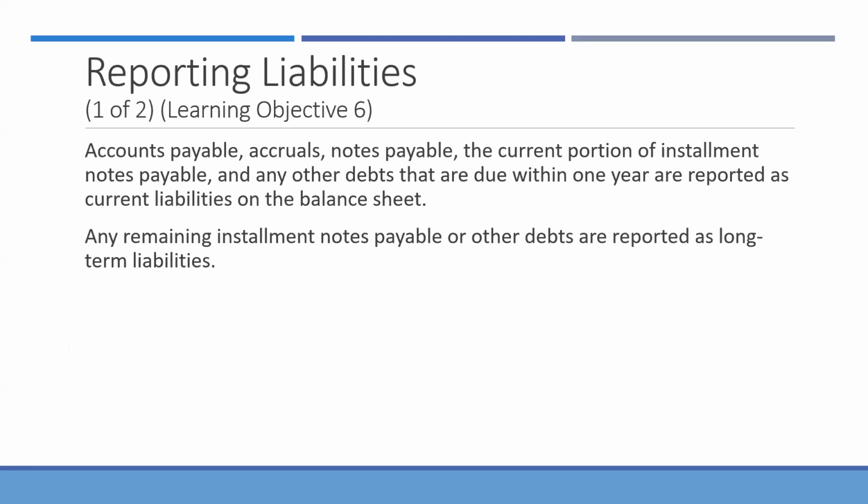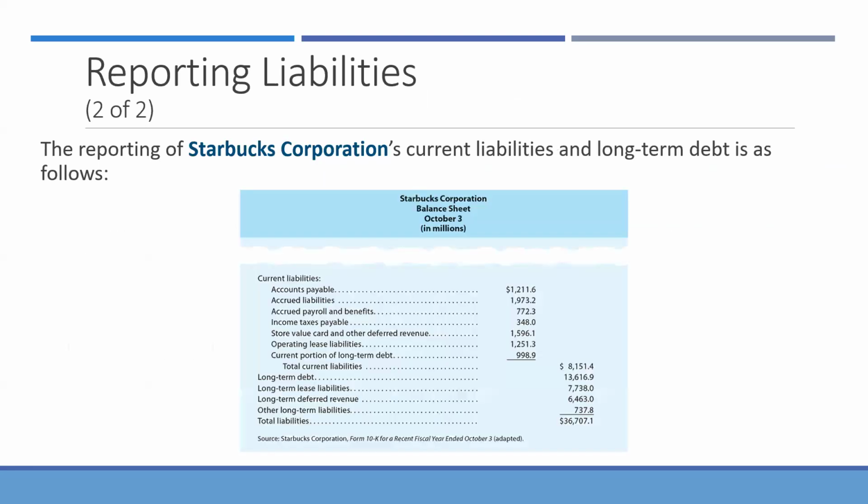And when reporting liabilities, we have to report the current portion and the long-term portion. So accounts payable, accrued liabilities, accrued payroll and benefits, income taxes payable, these are all going to be paid in the current year, along with stored value cards and other deferred revenue. So that's like gift cards, airline miles, prepaid contracts, a whole year of Xbox Live in advance. And then operating lease liabilities, current portion of long-term debt. And then long-term debt, long-term lease liabilities, long-term deferred revenue, and other long-term liabilities are all in the long-term bucket.